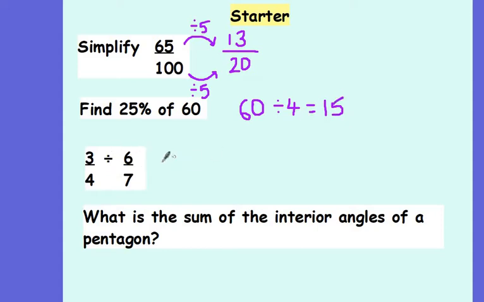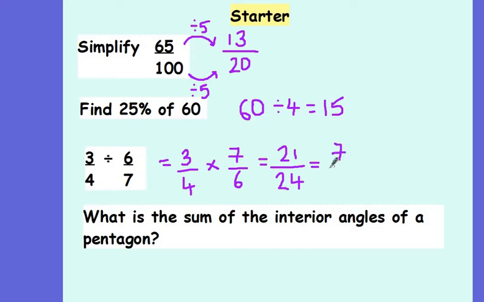For our division of fractions, we need to use our keep, flip, change. So we keep the first fraction, we flip the second fraction, and we change our sign to a multiply. 3 times 7 gives me 21 on the top. 4 times 6 gives me 24 on the bottom. I can then simplify. I could divide top and bottom by 3. That would give me 7 on the top and 8 on the bottom.